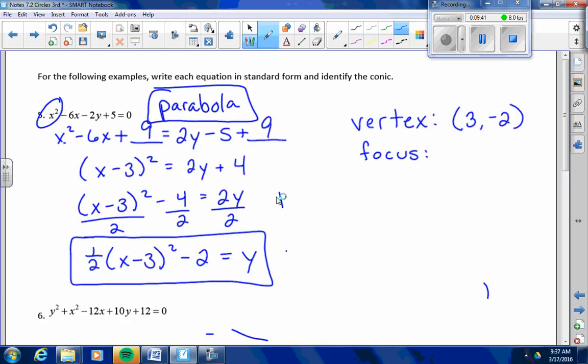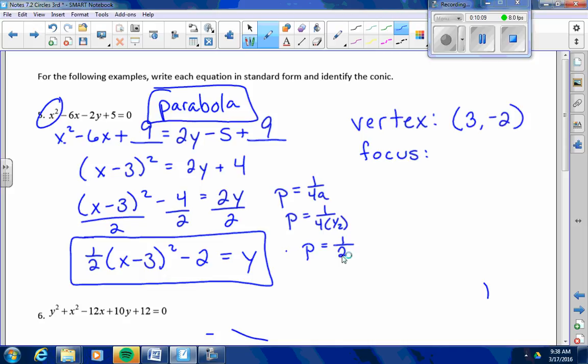Good. p equals 1 over 4a. a is 1/2, so it's p equals 1 over 4 times 1/2. So p equals 1 over 2, so p equals 1/2. So if p is 1/2, which direction does this parabola open? It opens up. So then is our focus above or below the vertex?